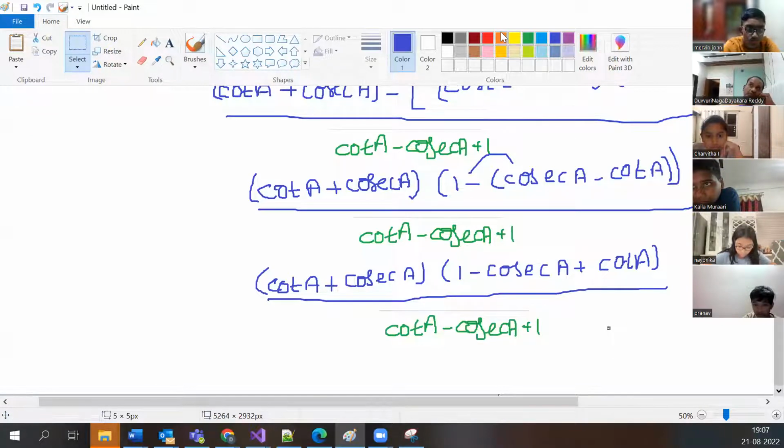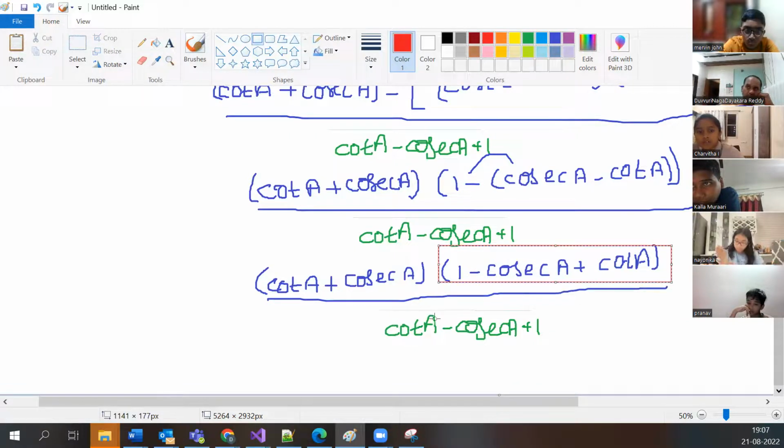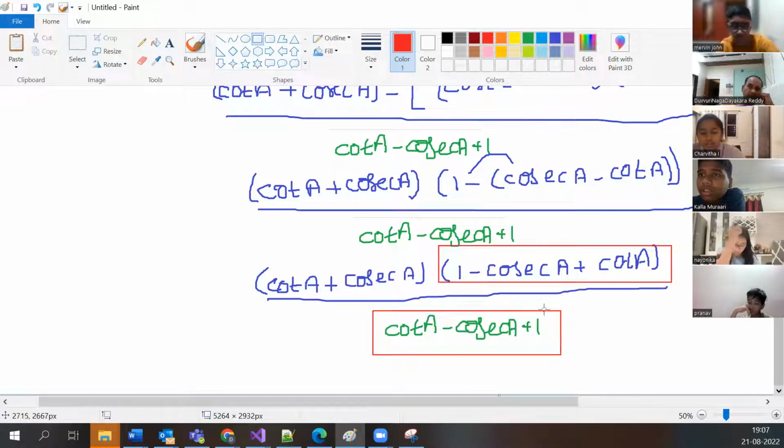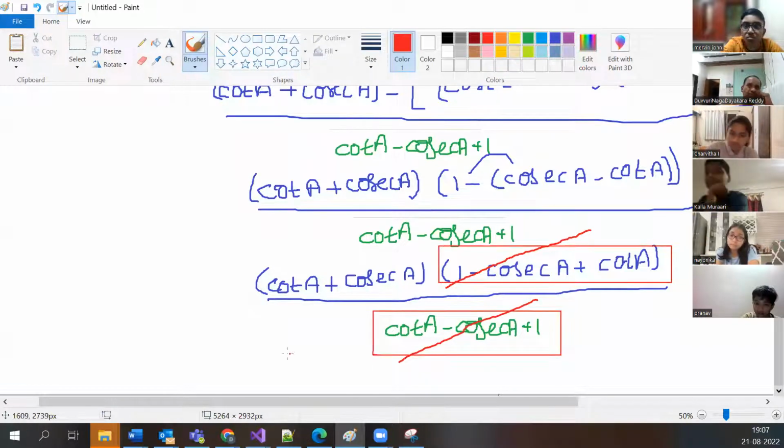What can we do? Can you look into these two terms? Both are the same, right? Cot A minus cosecant A plus 1. What can we do? We can cancel. So we got the RHS: cot A plus cosecant A.